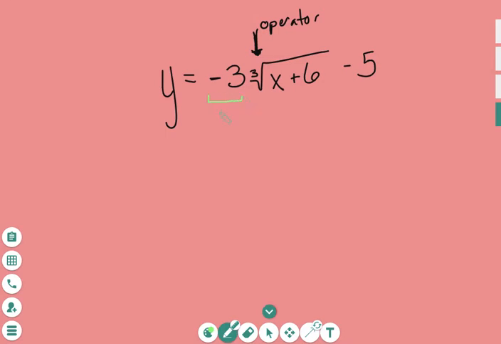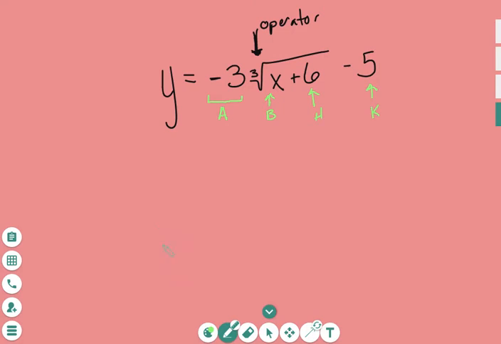I have a -3 for my a value. Inside, multiplied by x, we have our b. Here we have our h inside, being added or subtracted from the x. And added or subtracted from the whole operator would be k.